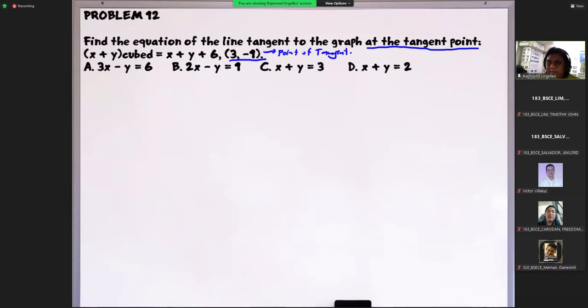So kahit hindi sinabi na tangent point, pag sinabing at the given point, so at the point, alam natin point of tangency yun. Pero pag sinabi lang na yung tangent line natin is passing through the point, diba?